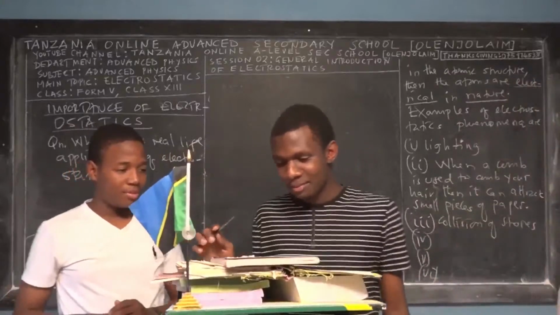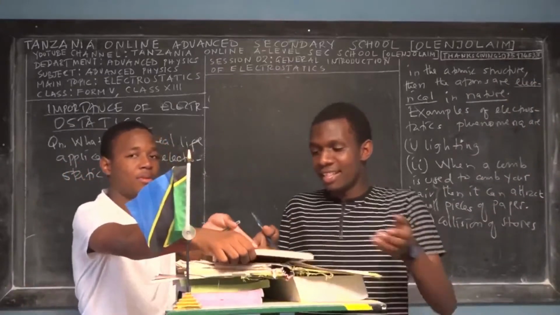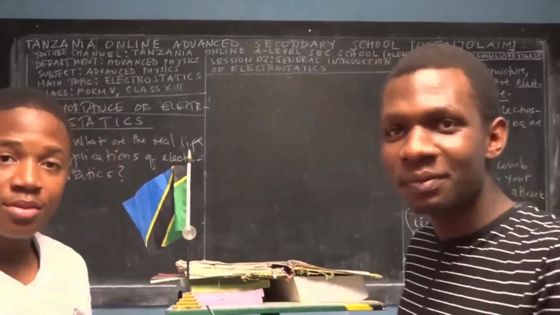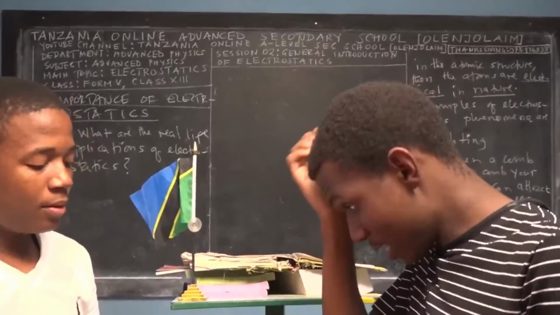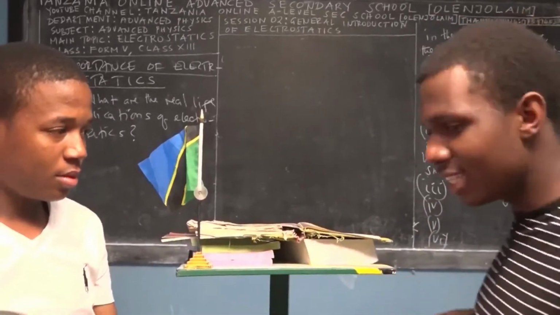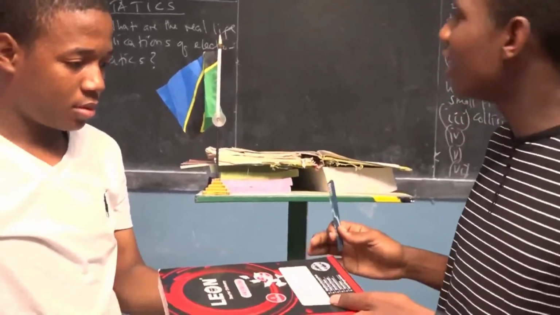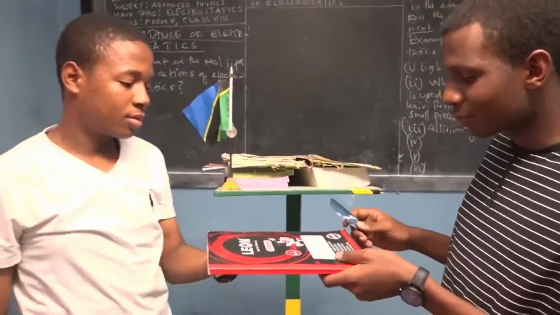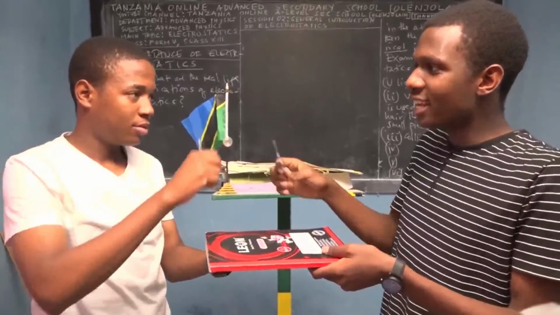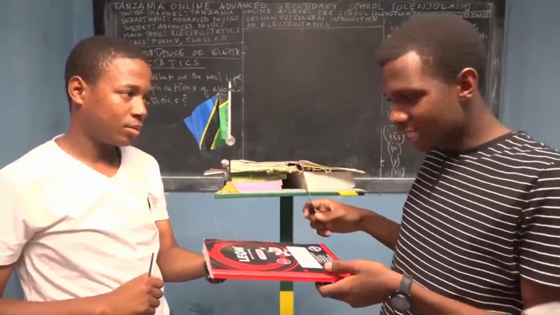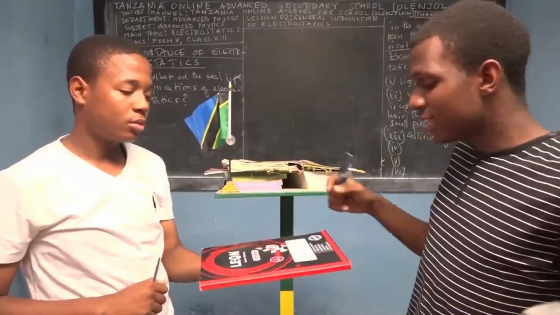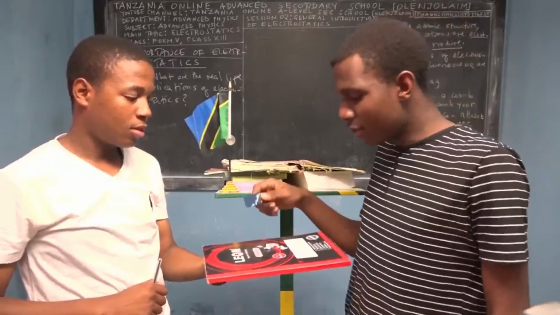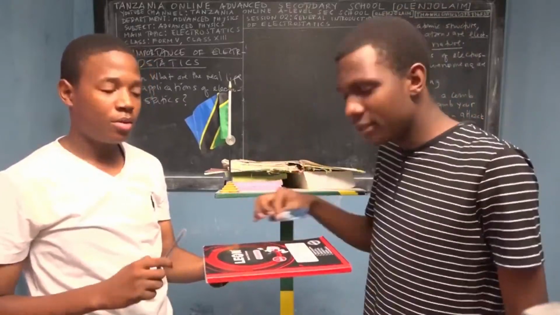This time, we're going to demonstrate the physical property of electrostatics. As Mr. Olenjolai said, electrostatics is the study of stationary electric charges. There are two physical phenomena that are widely used in explaining this concept. The first one uses a comb and pieces of paper.